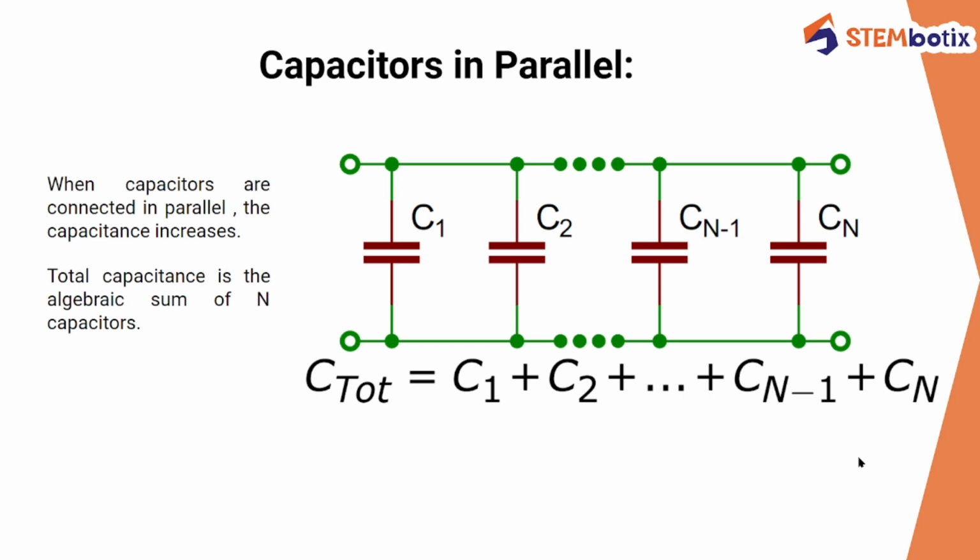When capacitors are connected in parallel, the total capacitance, or the circuit's effective capacitance, increases, because it is the sum of the individual capacitances. Total capacitance is the algebraic sum of n capacitors, hence the total or effective capacitance increases.